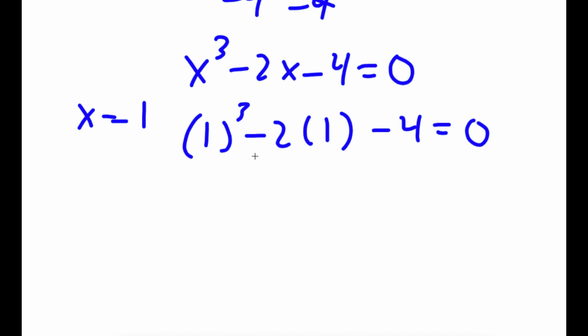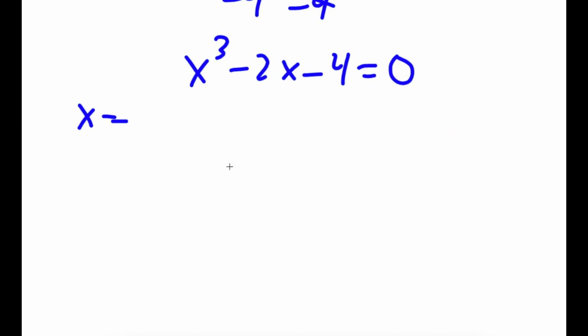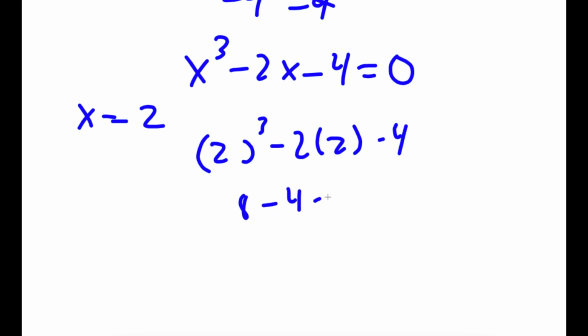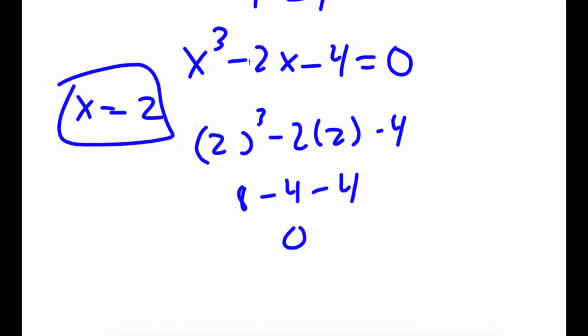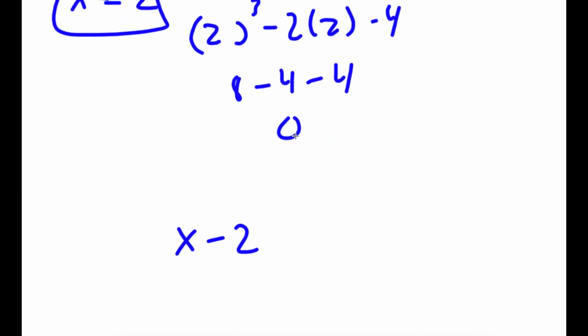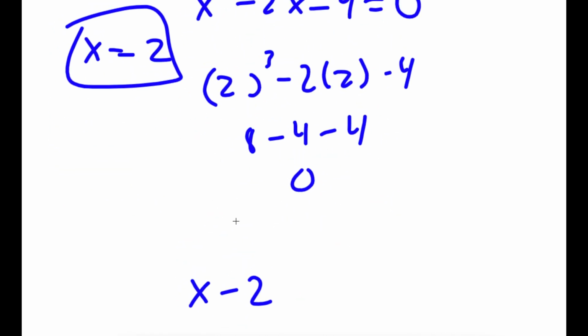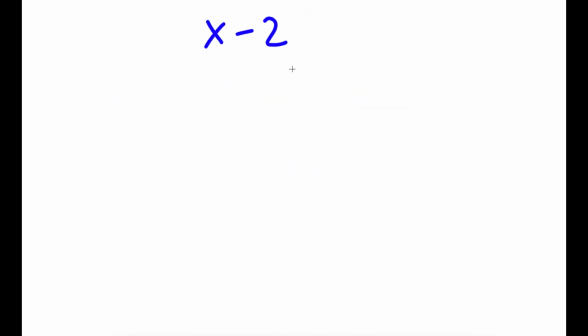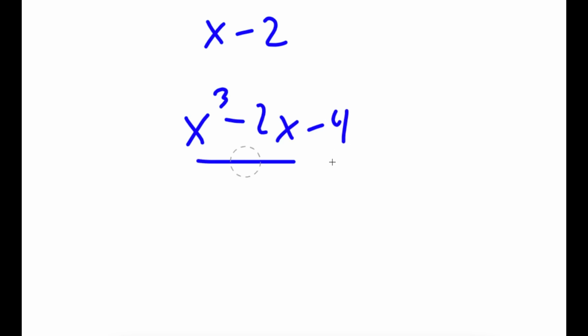The next value I'm going to test out is 2. So if x equals 2, I get 2 to the power of 3 minus 2 times 2 minus 4, which is 8 minus 4 minus 4, which is 0. So 2 is going to be a value of x. Now using this value, we know that x minus 2 is a factor of x to the power of 3 minus 2x minus 4, because when we plug in 2 for x minus 2, that's 0, so x minus 2 is a factor.